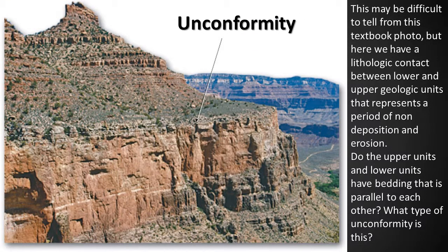This may be difficult to tell from this textbook photo, but here we have a lithologic contact between lower and upper geologic units that represents a period of non-deposition and erosion. Do the upper units and lower units have bedding that is parallel to each other? Yes, they do. What type of unconformity is this? That's right, this is an example of a disconformity.